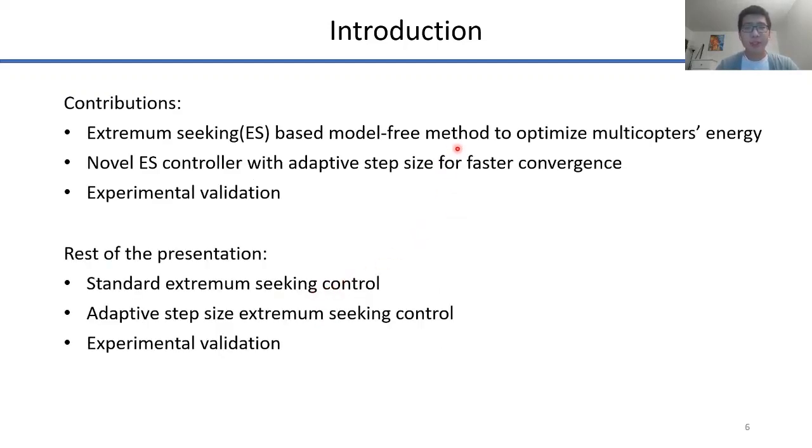The main contributions of this work are, first, the proposal of an adaptive method to optimize the flight range of multicopters. Second, the proposal of a novel extremum seeking controller with adaptive step size, which converges faster than the standard extremum seeking controller by blending ideas from the machine learning field with traditional extremum seeking control. And finally, we experimentally validated the proposed method and compared it with the standard extremum seeking controller.